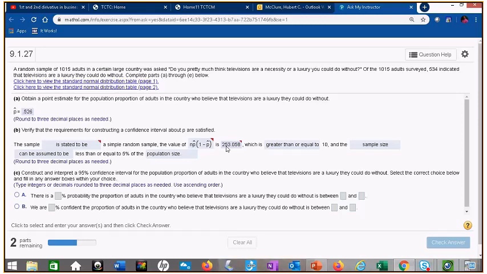C says, construct a 95% confidence interval. So I want you to get your index card, because I know you made one. What is your 95% confidence level z-score?